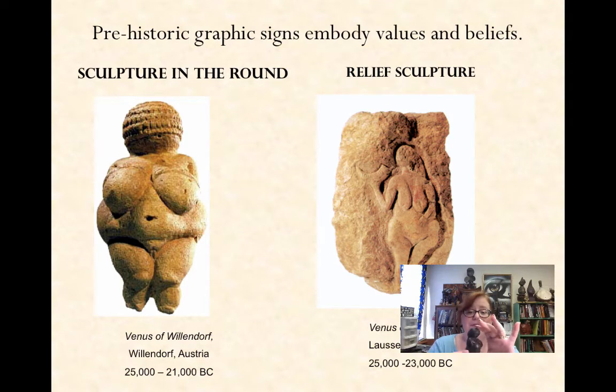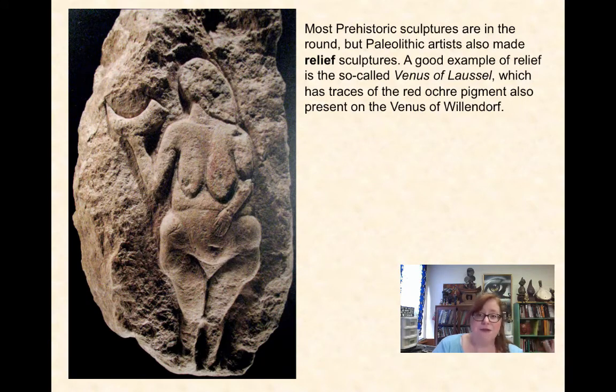She has a front, she has a back, she has sides, she has a top, she has a bottom, whereas Venus of Lespugue is a relief sculpture. She is carved onto a wall and some of it protrudes. So an important distinction in art history: sculpture in the round and sculpture in relief. So there's a larger depiction of Venus of Lespugue.